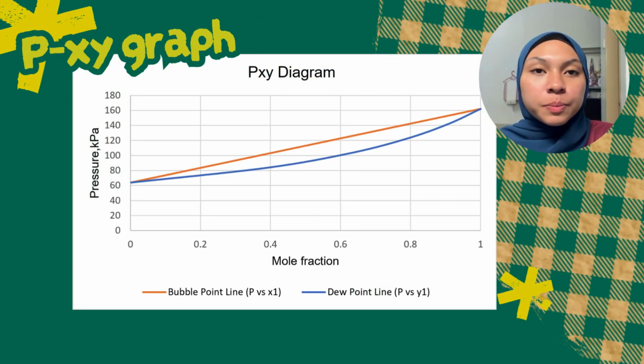To construct this PXY diagram, we assume ideal solution behavior and apply Raoult's law. Using the saturation pressures of our two components, we calculated the bubble pressure across the liquid mole fraction ranging from 0 to 1. We then determined the corresponding vapor phase mole fractions to plot the dew pressure curve, showing the phase envelope where vapor and liquid coexist.